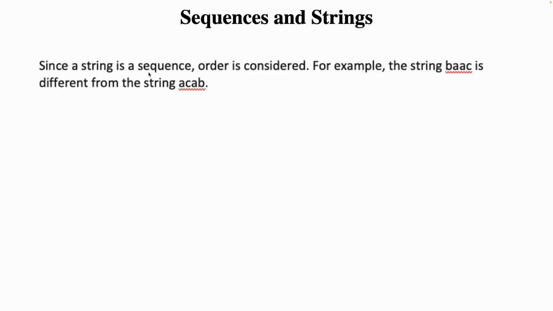Since a string is a sequence, order is considered. So for example, the string BAAC is different from the string ACAB, which makes sense if you're talking about the alphabet as strings. That's a different string than that. Or think of strings as words: the order of the letters makes different words.